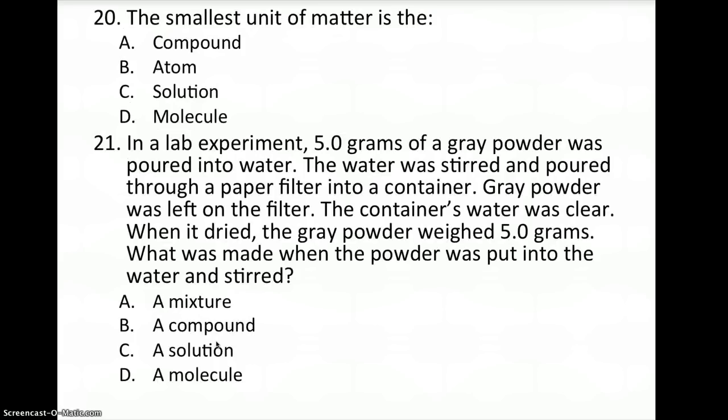Last two questions. Number 20. The smallest unit of matter is the A, compound, B, atom, C, solution, or D, molecule. Okay, 21. Listen carefully because there's a lot of parts. In a lab experiment, 5 grams of a gray powder was poured into water. The water was stirred and poured through a paper filter into a container.